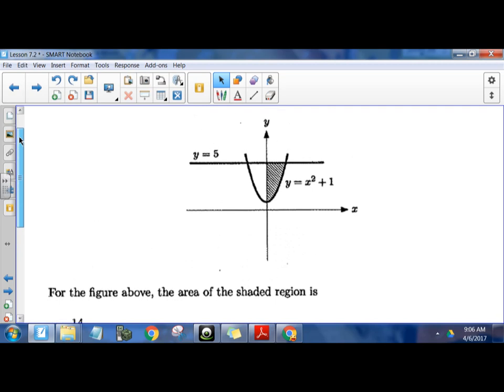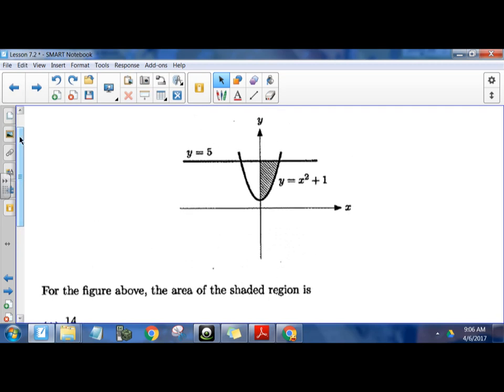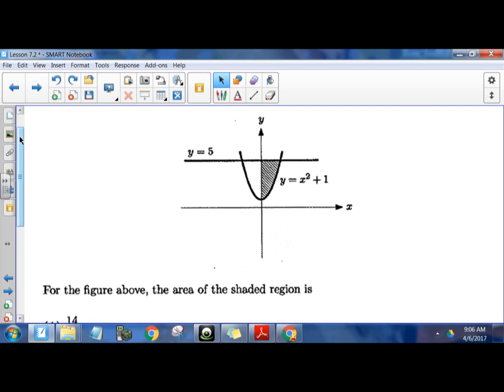Ah. This one's pretty good. We end at 9/18. So here we go. You got two curves here. y equals 5 and y equals x squared plus 1. I'm asking you to find the area of the shaded region. So keep in mind, the shaded region is not the area bounded by the curves. They're different.